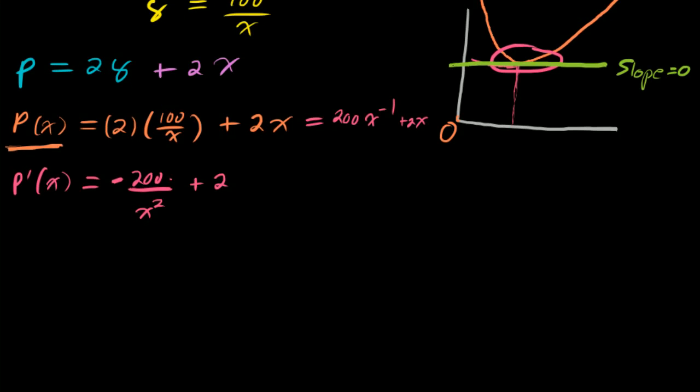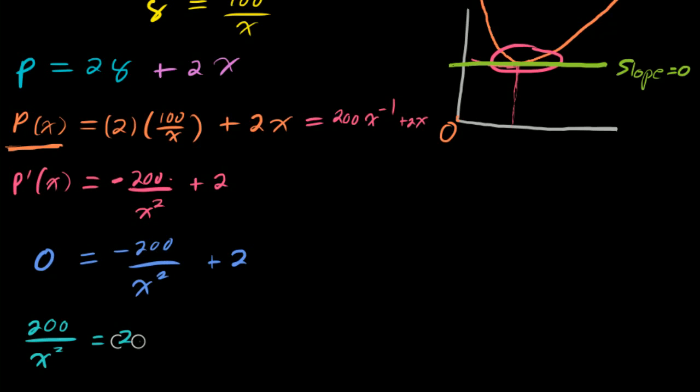And now we can set this equal to 0, because we're trying to find the point of our function where the slope is 0. So we set our derivative, or the slope of our function, equal to 0. So you have minus 200 over x squared plus 2 equals 0. And now we just have to solve for x. We can add the 200 over x squared term to both sides, so we get 200 over x squared is equal to 2.